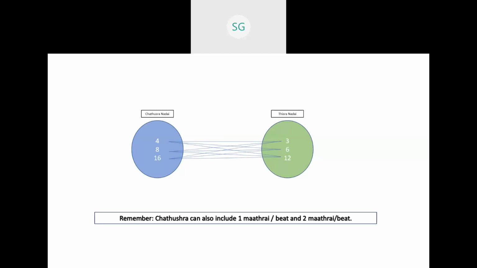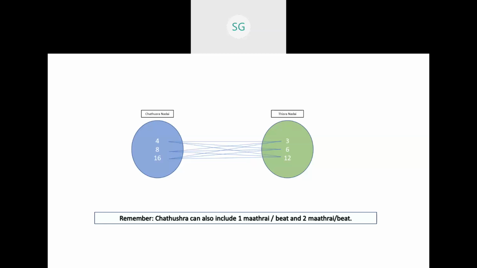And remember, chathurasra also can include 1 matra per beat. That's how you started your initial Faran. And there are 2 matras to a beat. So practically that is also possible, but just for simplifying, I'm just keeping the most often used 4 to 3, 4 to 6, 4 to 12, 8 to 3, 8 to 6, 8 to 12, and then same with 16.